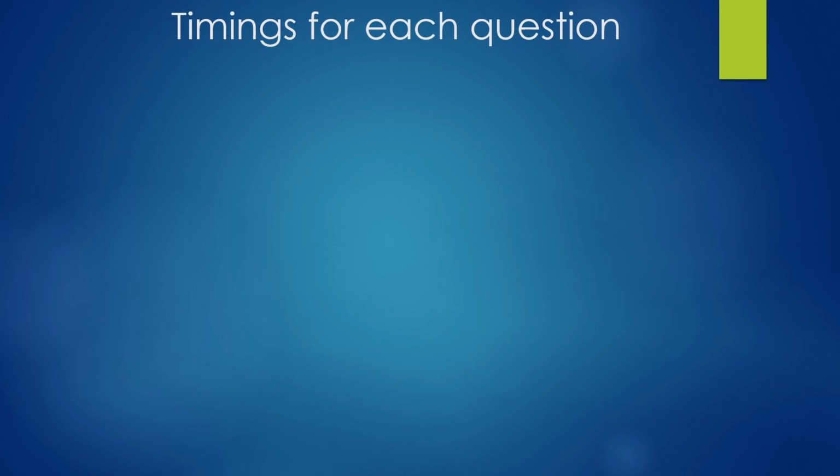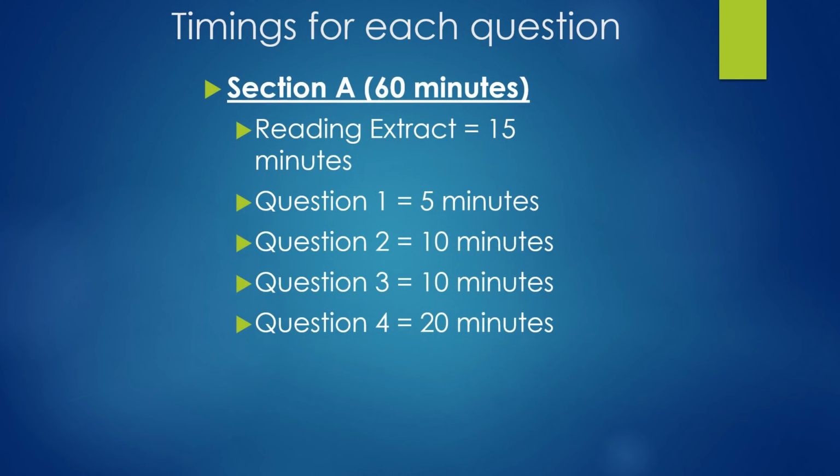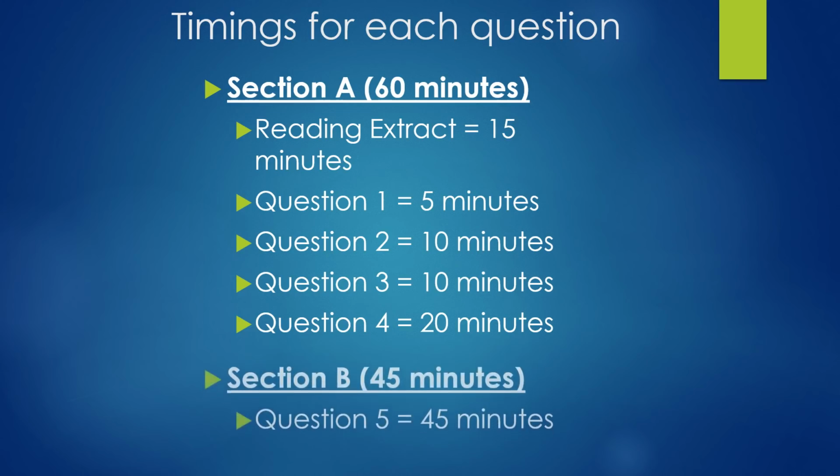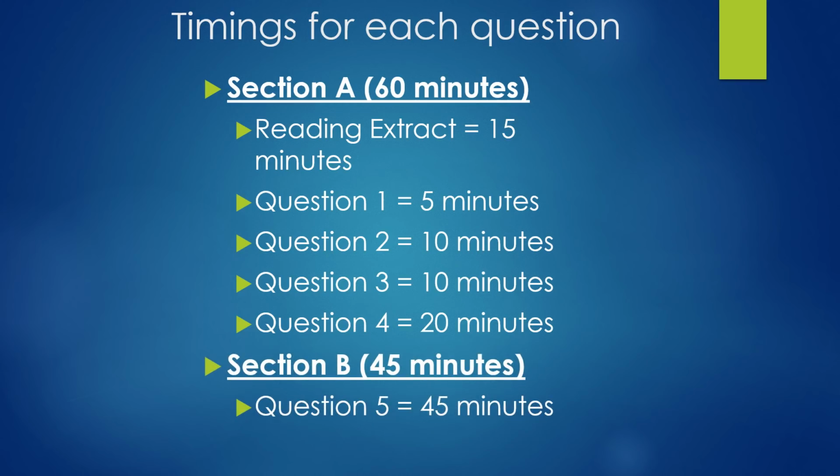So these are rough timings that I believe you should have for each question. For Section A, you should spend 60 minutes, so 1 hour. Reading the extract should take about 15 minutes. Question 1 should be 5 minutes. Questions 2 and 3 should be 10 minutes each. And question 4 should be 20 minutes. For Section B, you should spend a full 45 minutes on question 5, and that includes planning, writing, and checking your work.